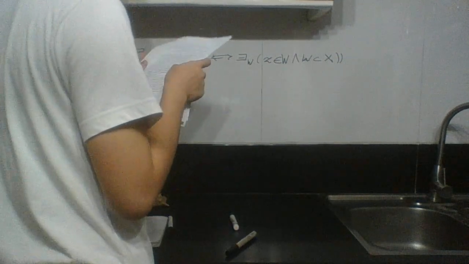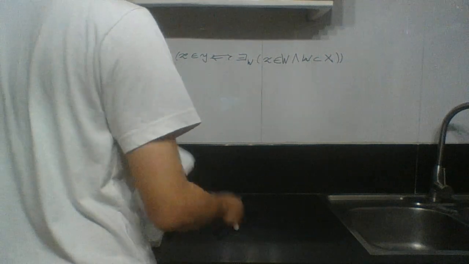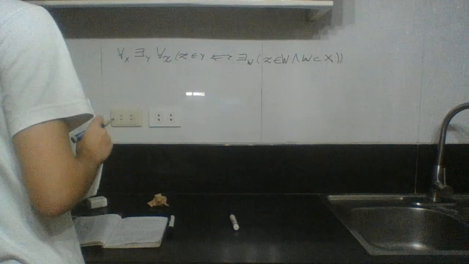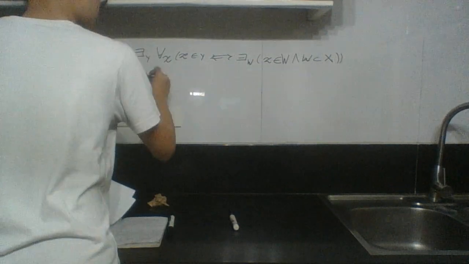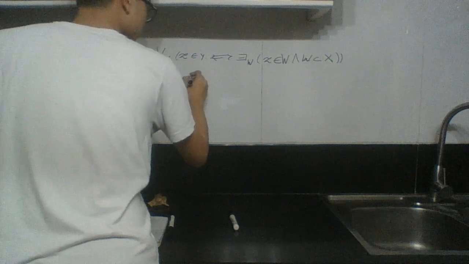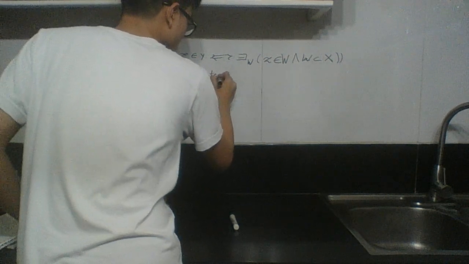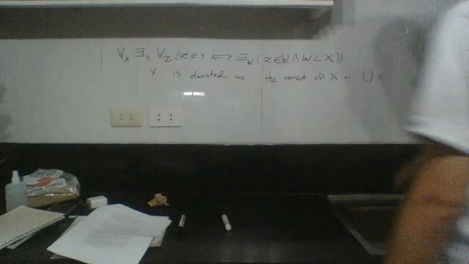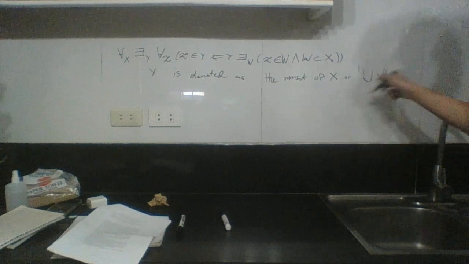Yep. So now Y is denoted as the sum set of X, or cup X. So what we're saying here is just we're taking the union of every subset of X, right?